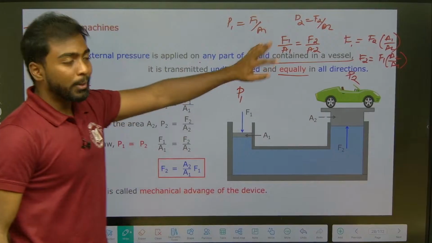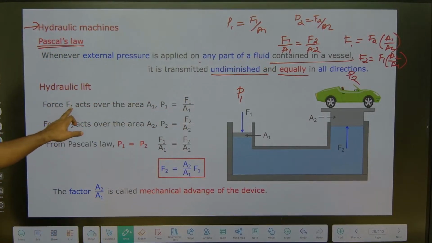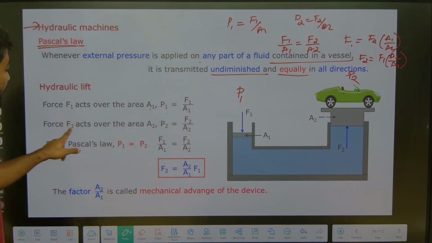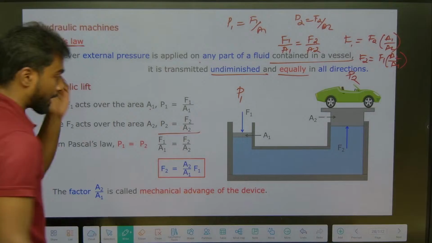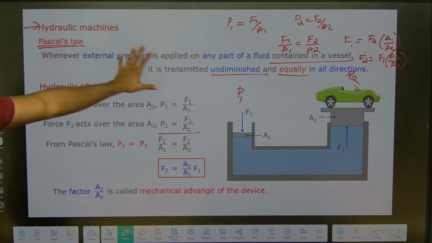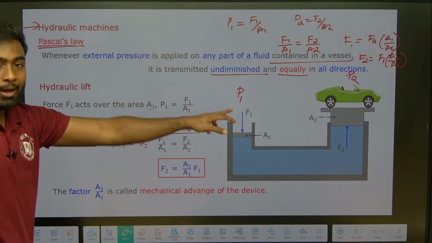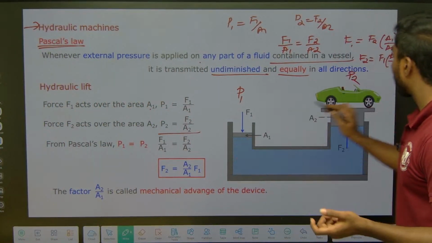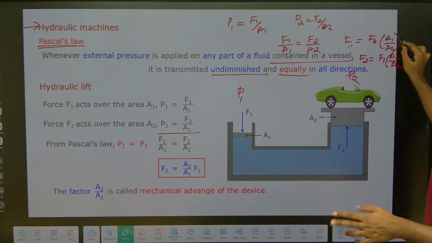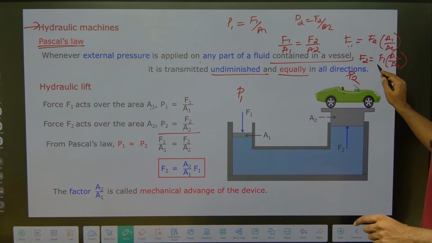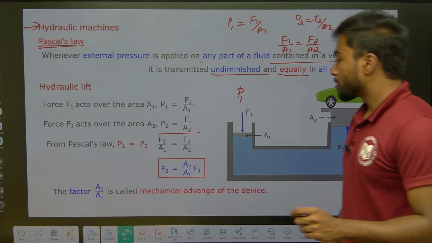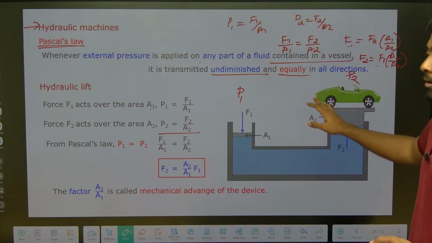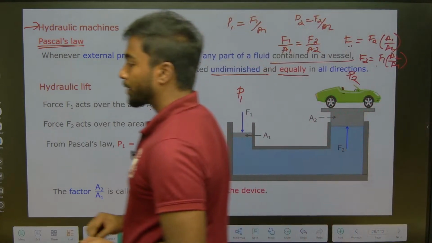However, we can rearrange the terms. Force F1 acts over the area A1, so the pressure is F1 by A1. Similarly for F2 and A2, the pressure is F2 by A2. From Pascal's law, pressure 1 equals pressure 2, as we discussed, so we can rearrange it and write it however we want. F1 equals F2 times A1 by A2, and F2 equals F1 times A2 by A1. So this is Pascal's law and this is the hydraulic machine application. You can take a note of this and we can go for the next one.